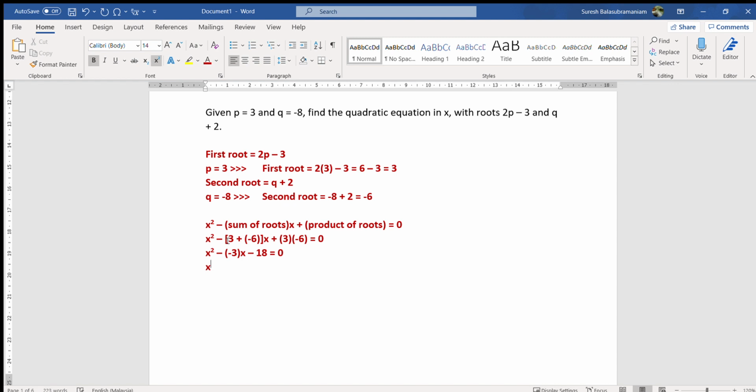So we get x square plus 3x minus 18 equals to 0. Okay, that will be the answer for the second question. We move on to the third question.